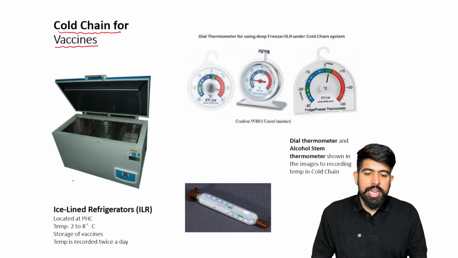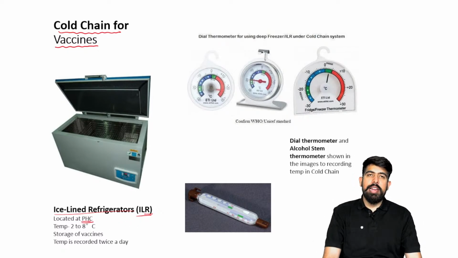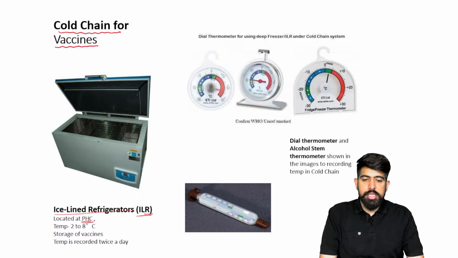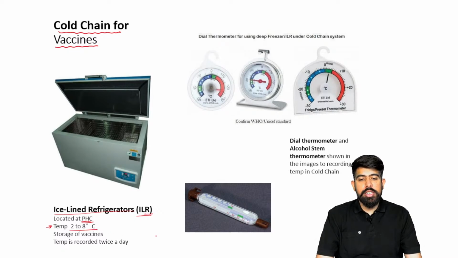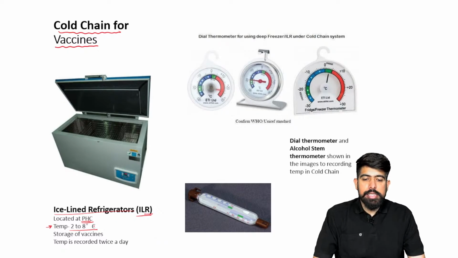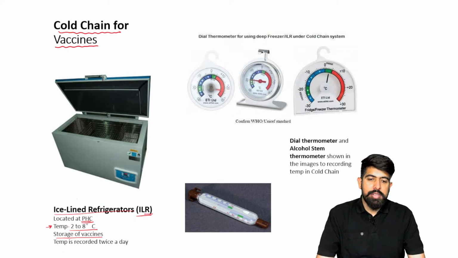So in the cold chain, we have ice lined refrigerators. The first thing is the ILR, the ice lined refrigerator, which is located at your PHCs. If you talk about its temperature, the temperature of this ice lined refrigerator is from 2 to 8 degrees Celsius. And why are we using it? We are using it for the storage of vaccines.